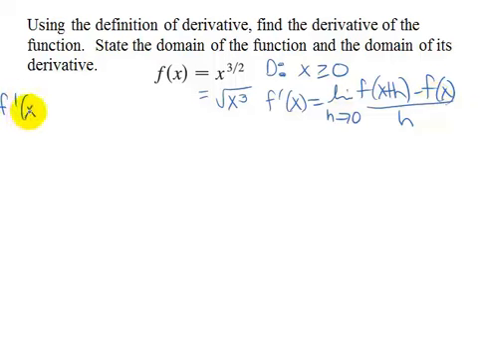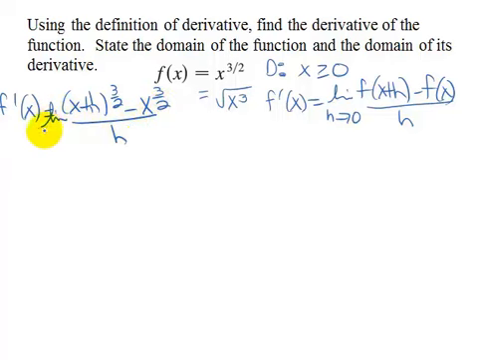So applying this to our specific function that we've been given here, we have x plus h to the 3 halves minus x to the 3 halves all over h, and I left off we have the limit as h approaches 0. That's important. Now I can't directly evaluate this because I'll be dividing by 0, so I want to see what I can do algebraically to manipulate this to get something that I can directly evaluate.